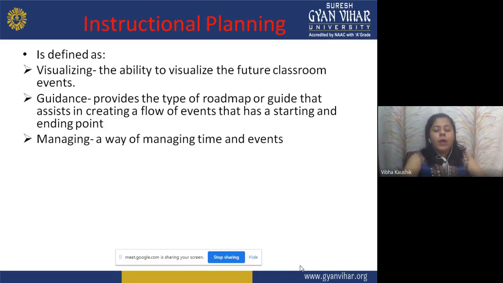Managing time: a way of managing the time of events. When the teacher plans each and everything, the teacher will be able to manage the time and the events of his or her teaching learning process during that particular day.